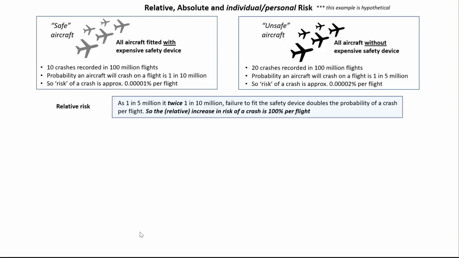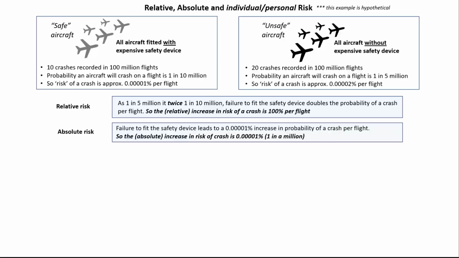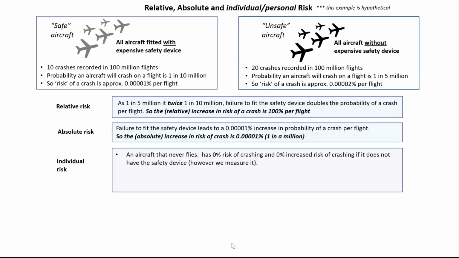So the relative increase in risk of a crash is 100% per flight. But of course the absolute increase in risk of a crash from failure to fit the safety device is just 1 in a million. Of course those are very different. 100% relative risk increase, 1 in a million absolute increase. But what about individual risk?